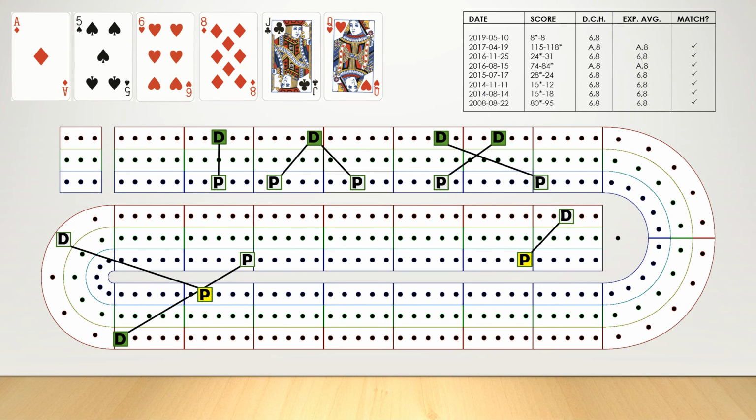This hand was featured again in May of 2019, and the score is tied 8-8. We're the dealer. The folks on Daily Cribbage Hand voted for 6-8 as the top voted discard. This aligns to the expected average of 6-8, and another match.